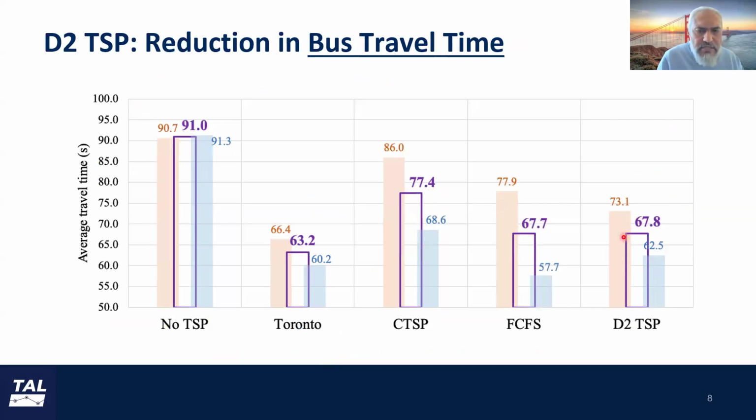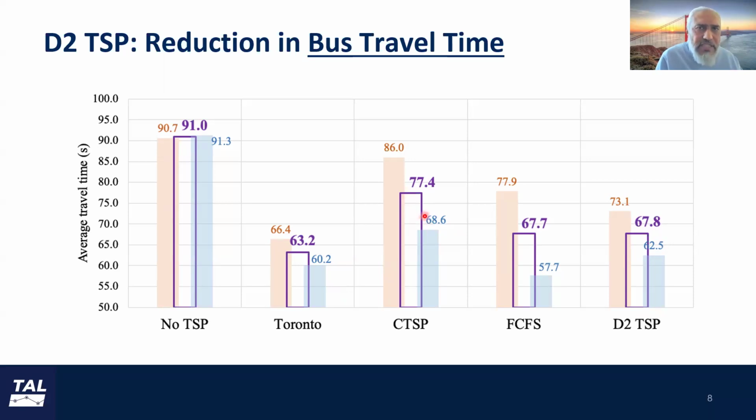So here are the results. This is our algorithm, D2 TSP, and the benchmarks are: no TSP, where the intersection has no TSP at all; or the Toronto TSP, which is what we call unconditional TSP or absolute TSP. It sees a transit vehicle and gives it the most priority it can. So it's very aggressive, of course, at the expense of others. And it doesn't take headway deviation into consideration. That's the difference. And then there's conditional TSP, which I'm sure some of you are familiar with.